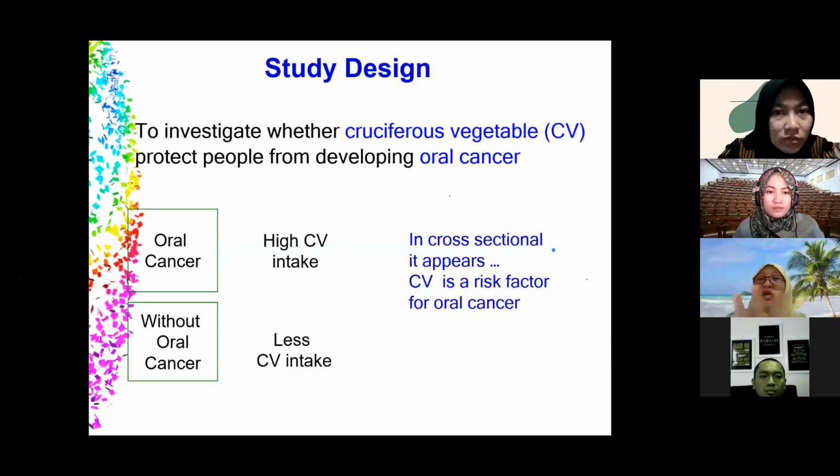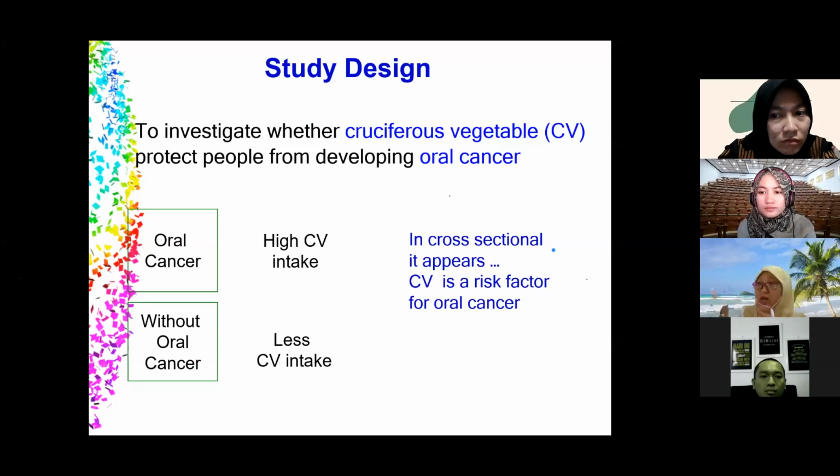Kenapa saya banyak bagi contoh study design ni? Sebab ini perkara utama. Kalau kita miss yang ini, and the result look very convincing, but we miss this, when this is wrong, even convincing result also is wrong. Yeah? Now, to investigate whether cruciferous vegetable protect people from developing oral cancer.